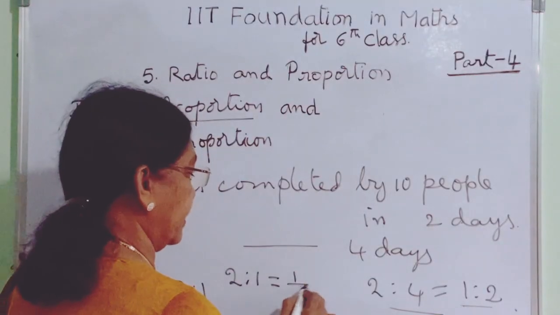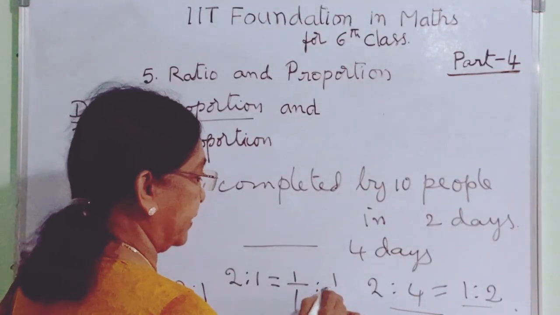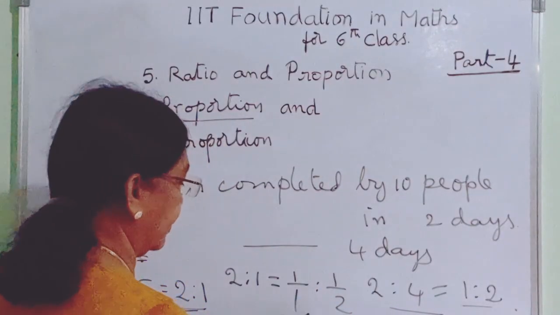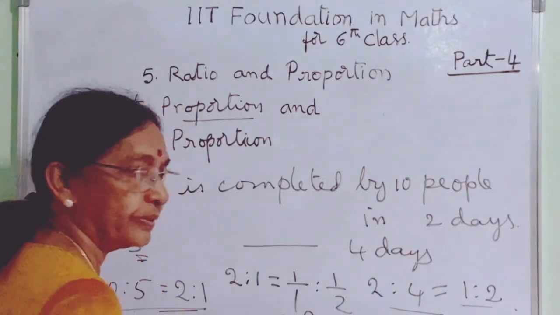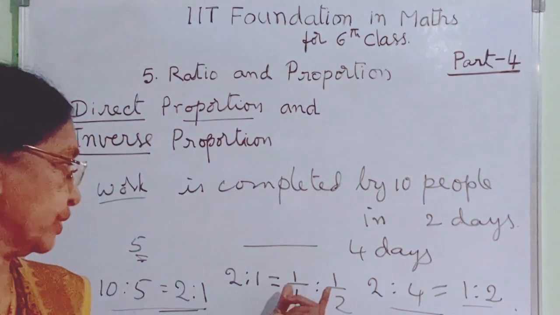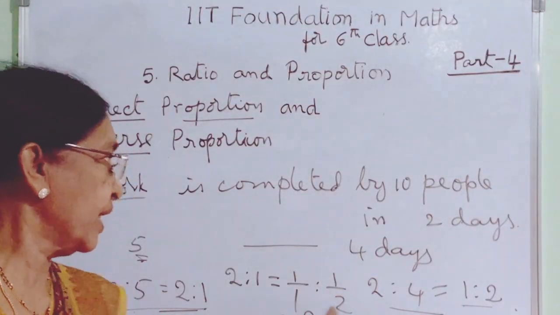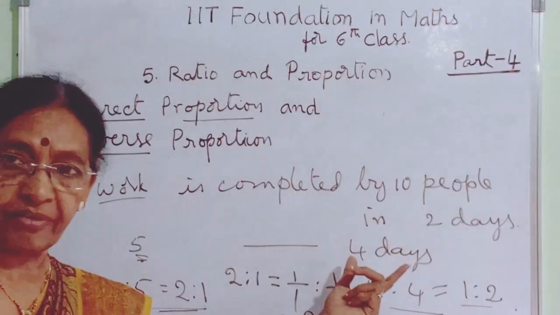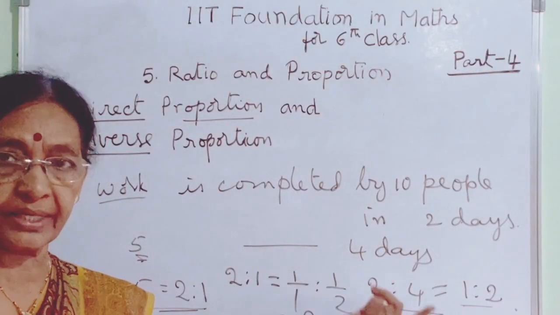Inverse ratio means their inverses are taken: 1/1:1/2, which is equal to 2:1. So this ratio is equal to the inverse ratio of the other. That is, when the number of people decreases, the number of days in which the work completes increases.